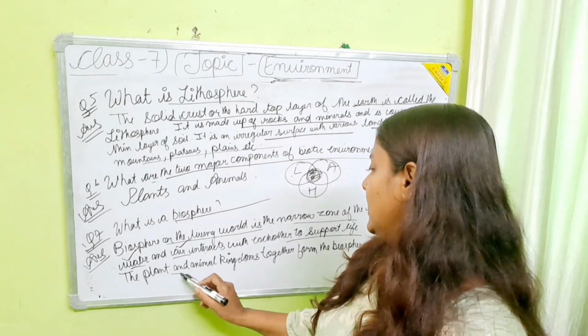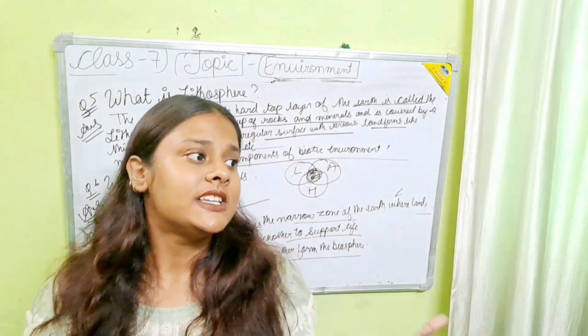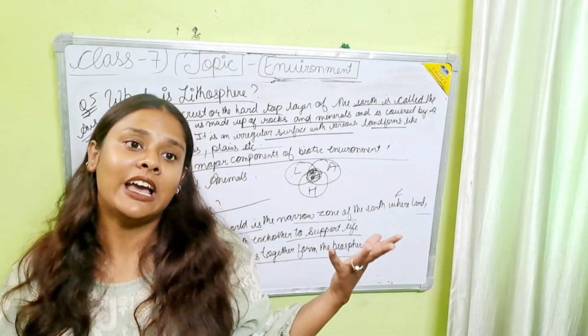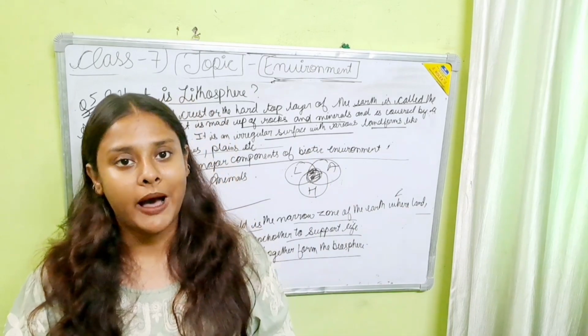The plant and animal kingdom together forms the biosphere. Life exists in the living organisms, so definitely life exists in plants and animals, so both of them collectively form our biosphere.